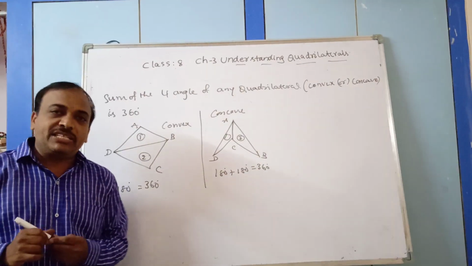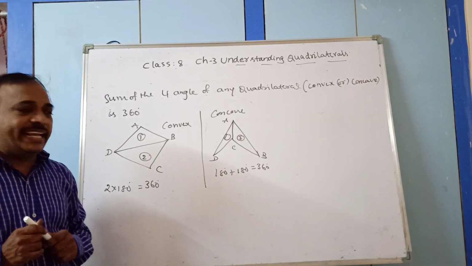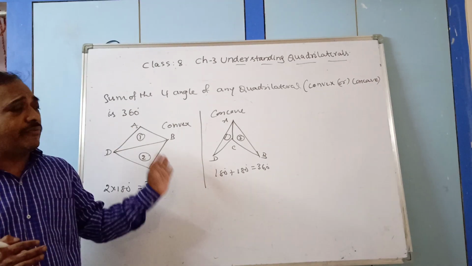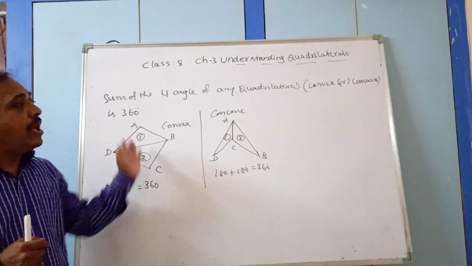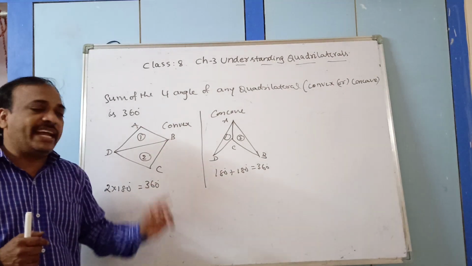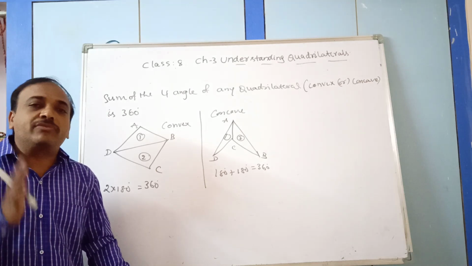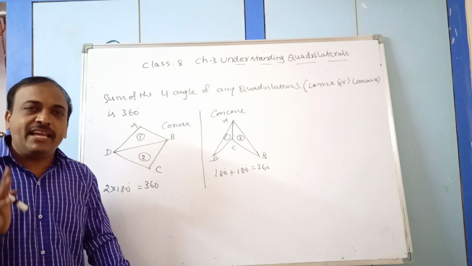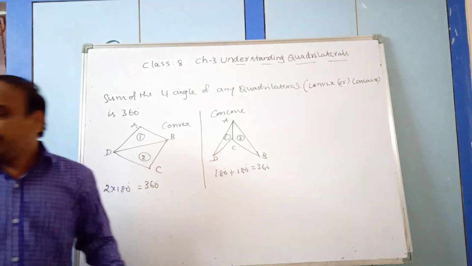Or you can apply the formula (n minus 2) into 180 degrees, which will give you 360 degrees. Whether it is a convex or concave quadrilateral, the angle sum property is the same, that is 360 degrees. Either convex or concave, the sum of the four angles in a quadrilateral is 360 degrees. Very, very important point we have to remember. Clear?